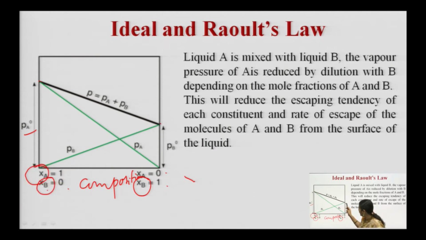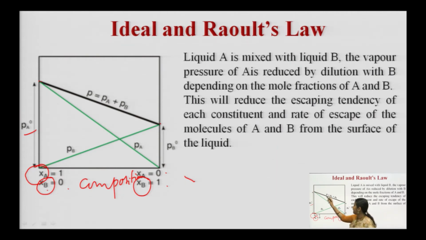and here this represents the vapor pressure of B at this point. As we move from B to A, as A is added to B, what happens? The vapor pressure of B decreases. That means, when we add a second component to the first one, the vapor pressure of that component decreases. Vapor pressure decreasing means the escaping tendency decreases, because vapor pressure is a measure of the escaping tendency.